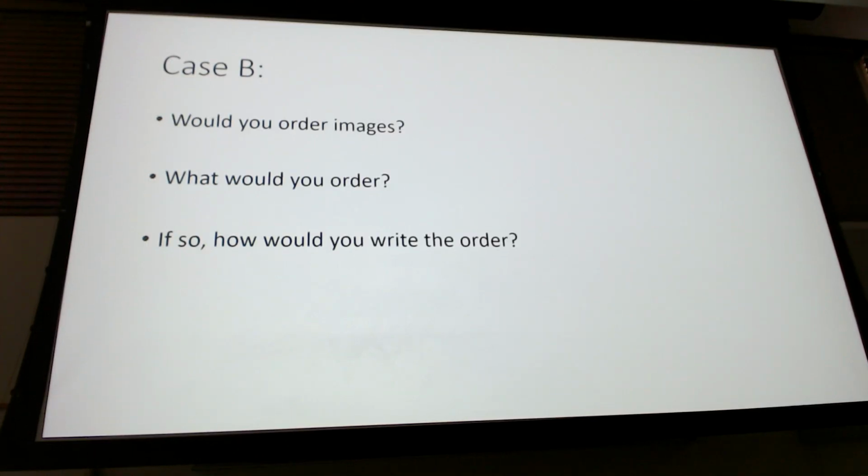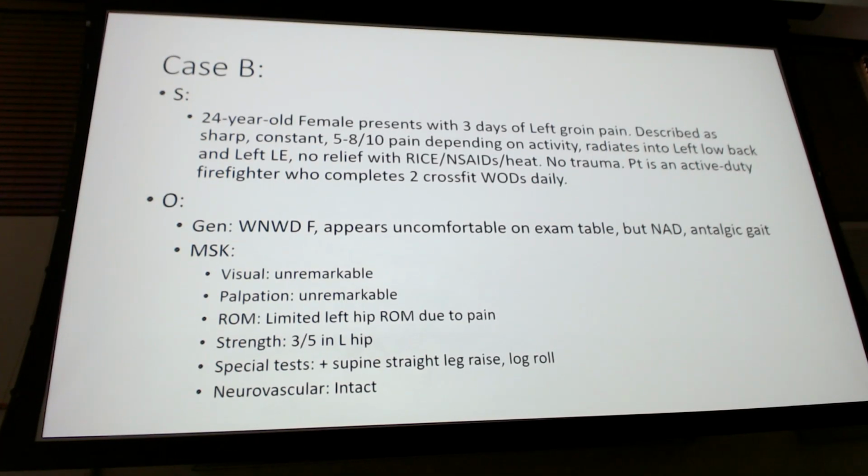Okay, so how would you write the order? This is practice for ClinCore and practice for clinicals, so you don't look smooth when you're ordering stuff in phase 2, right? 24-year-old female, 3 days of left groin pain, no trauma, limited range of motion due to pain. That's probably all I would really put, right?